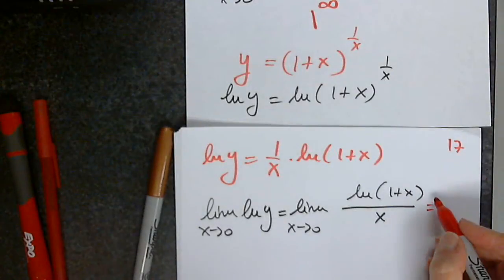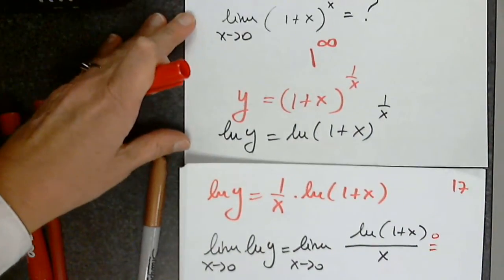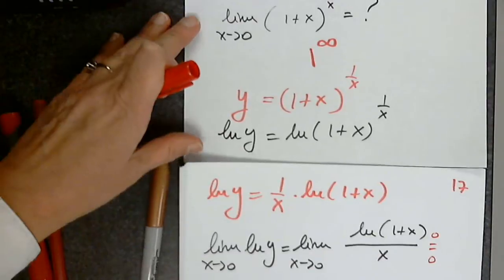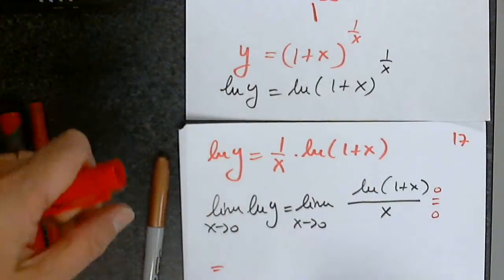So the numerator goes to 0, the denominator goes to... excellent. That's all I wanted. What now?